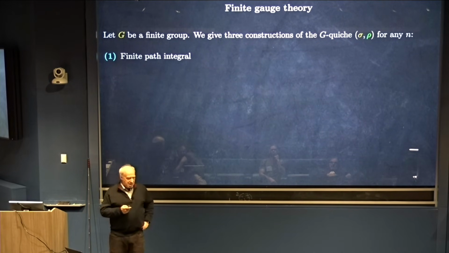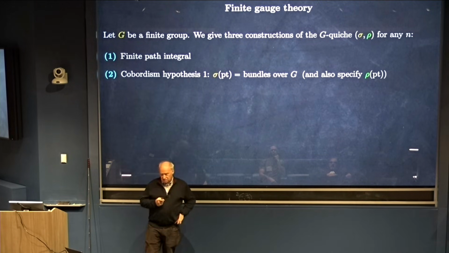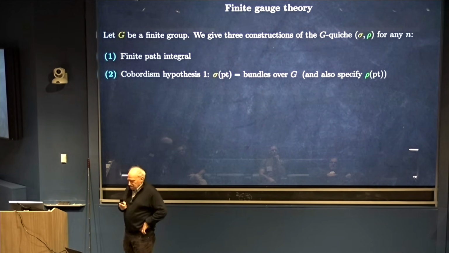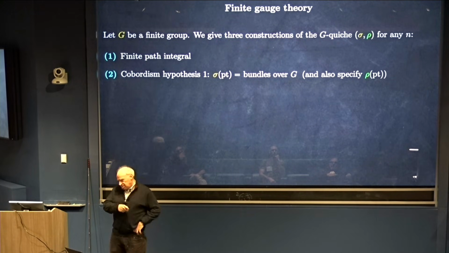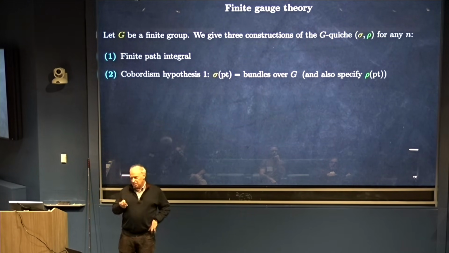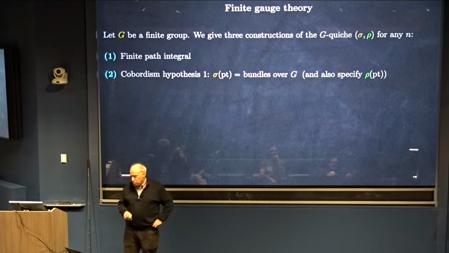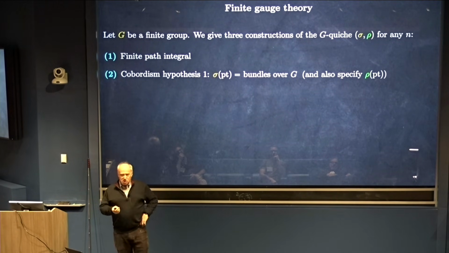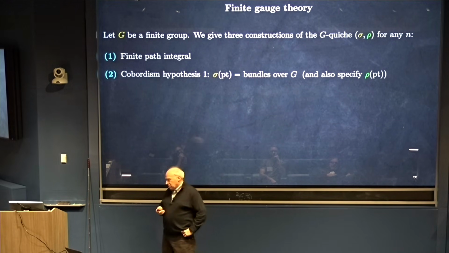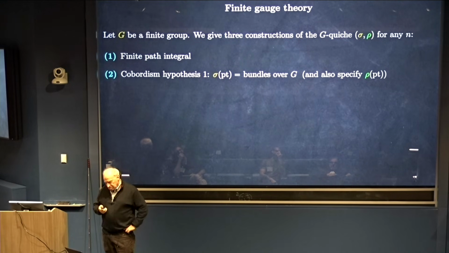First one is a finite path integral. The second one is using the cobordism hypothesis, as is the third one. In this one, what we attach to a point is some kind of bundles, perhaps bundles of vector spaces, bundles of higher categories, even bundles of numbers, just a number at each point of the group. And it's an algebra under convolution. So what's attached to a point is an algebra. And we also give rho of a point, which is basically the regular module.